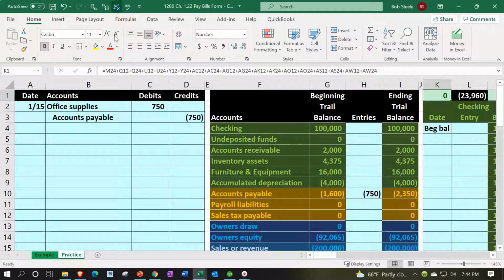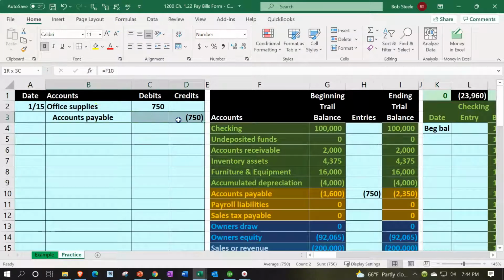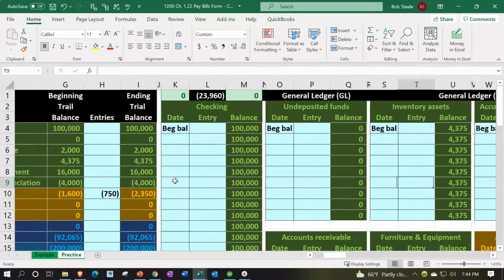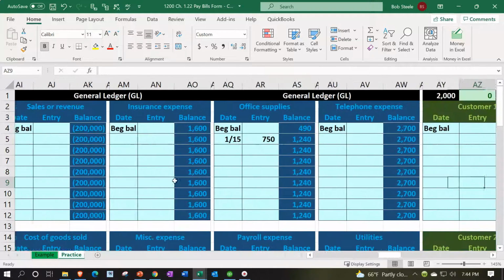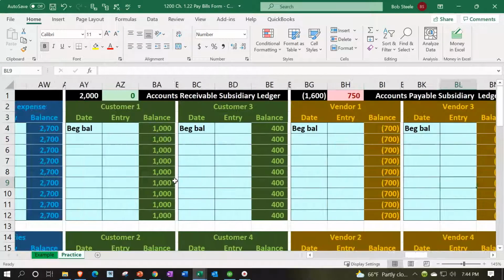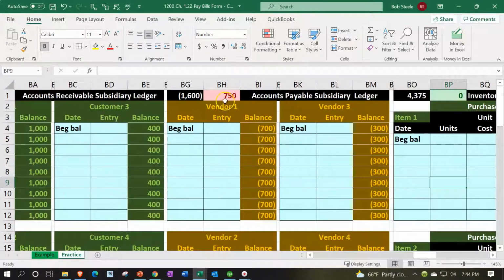Next, we're going to then record this to the accounts payable subsidiary ledger, the ledger subsidiary to the general, because it's going to add up to the same amount but ordered by vendor instead of by date. That's all the way to the right, past the general ledger. There we have our subsidiary ledger, which we could see is out of balance, indicated by the negative 750.